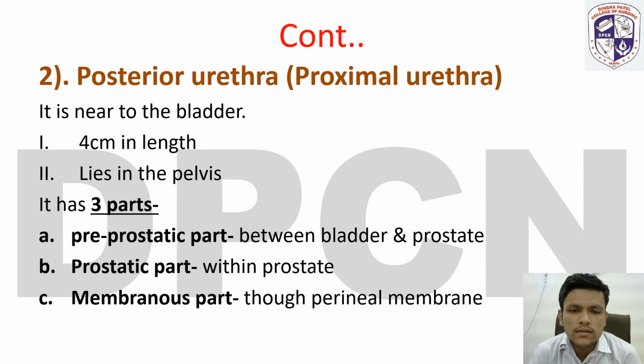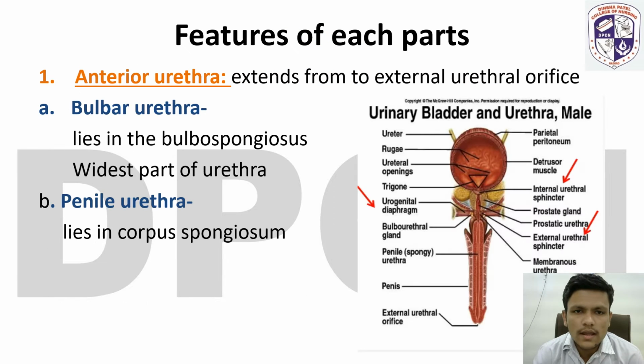Okay, bladder and prostate, which is situated in the pre-prostatic part. Second, the prostatic part within the prostate. And the third, the membranous part through the perineal membrane. Next, features of each part.